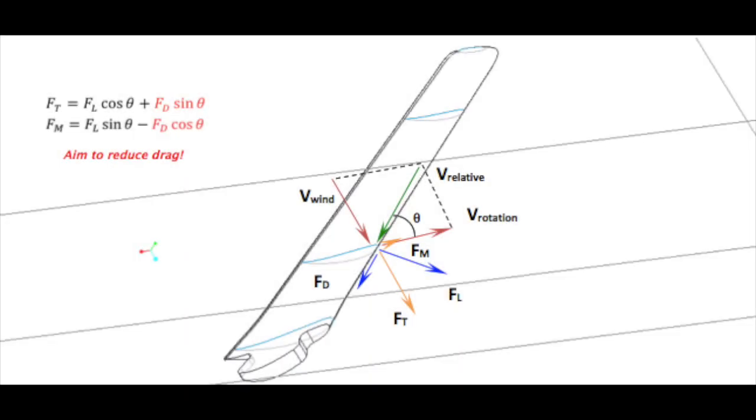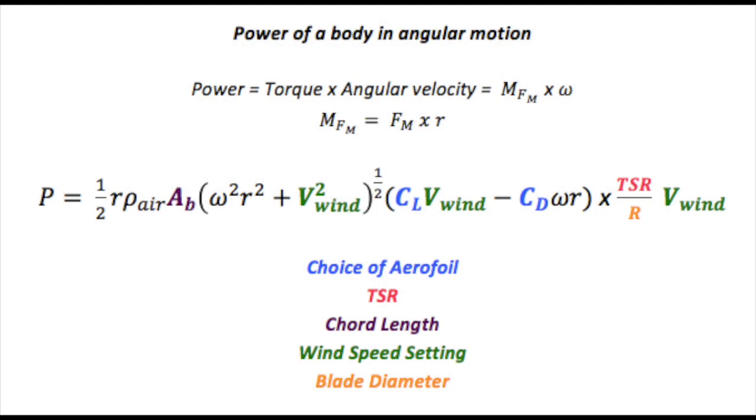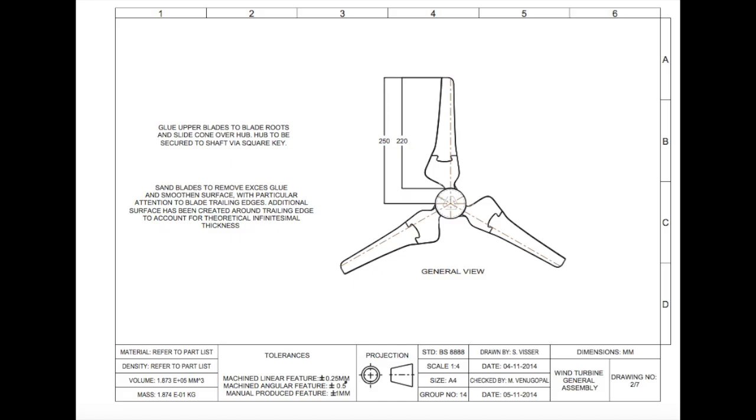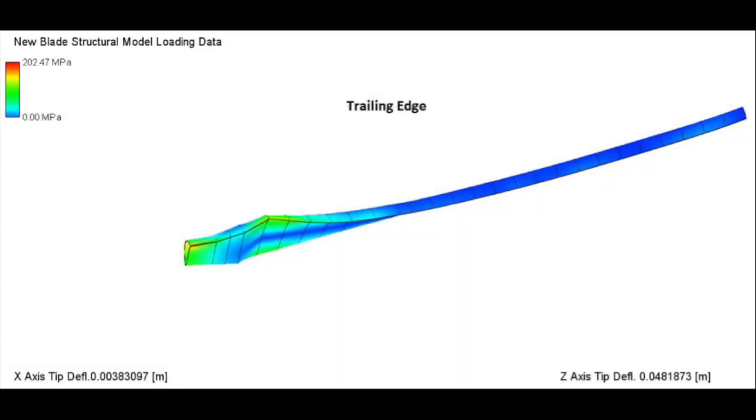Maximizing the component of lift in the direction of rotation increases the moment-producing force and thus the power. It can be shown that the power ultimately depends on the choice of airfoil, chord length, TSR, wind speed setting, and blade diameter, which was chosen to be as large as possible. Finally, aerodynamic simulations were performed using the wind turbine design software QBlade. We carried out a stress analysis of the turbine and, in doing so, obtained an output for the optimum chord length distribution and twist angles.